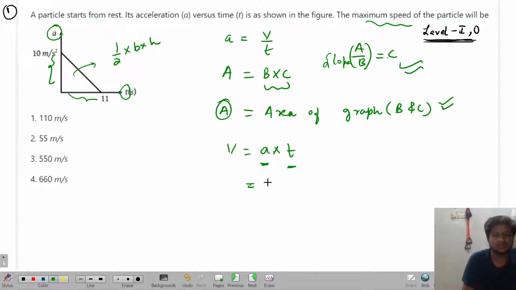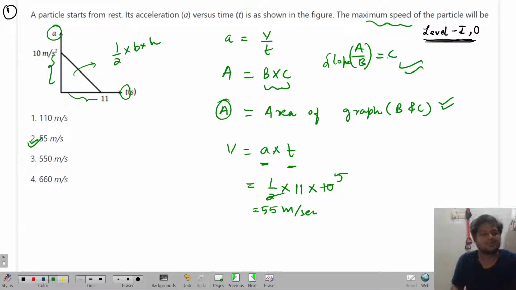So this is equal to half. Base is 11, height is 10. So 2 5s are 10, and 11 5s are 55 meter per second. Easy or not? Tell me yes or no. So apply this formula and you get the answer, that is 55 meter per second.